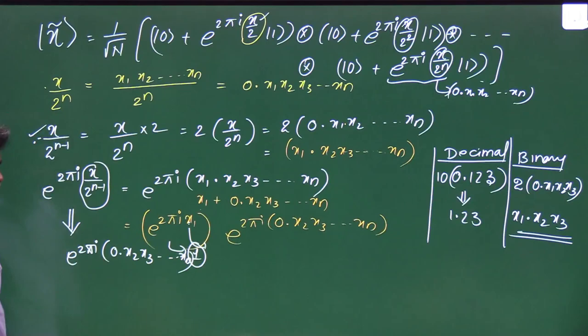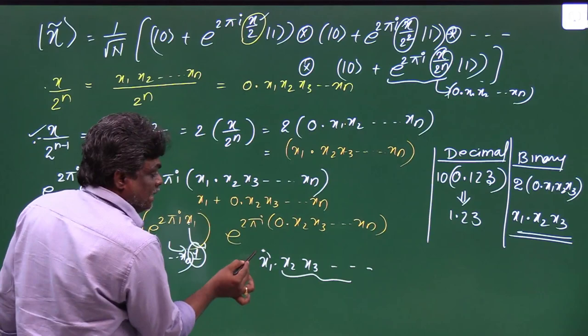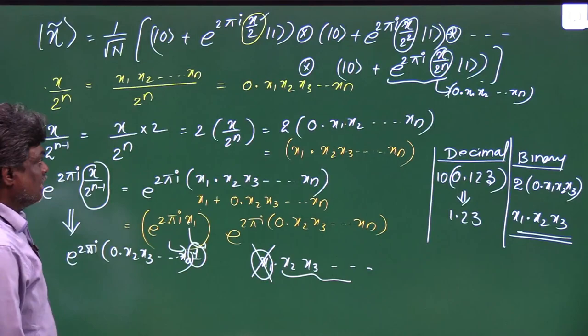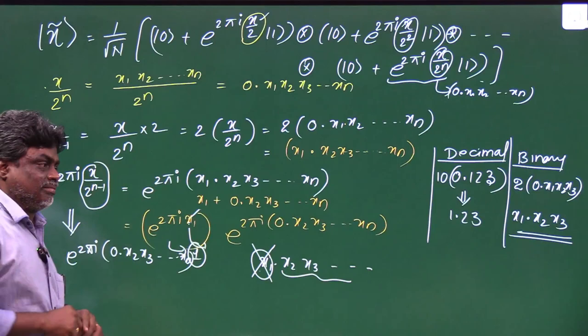Sir, what if it was 2 to the power of n? You said it will be point x1, x2, x3, right? Yes. If it is 2 to the power of n minus 1, you are moving x1 into the integral part, then x2 you still remain in the decimal part. Actually, this decimal part is okay. This integral part never comes into the expansion. The reason is, we don't have simply x1. We have e raised to 2 pi I x1. This integral part will go here, and this entire value is always 1. That's why it is shifting.